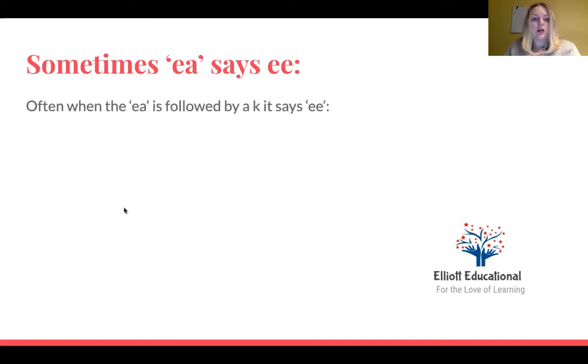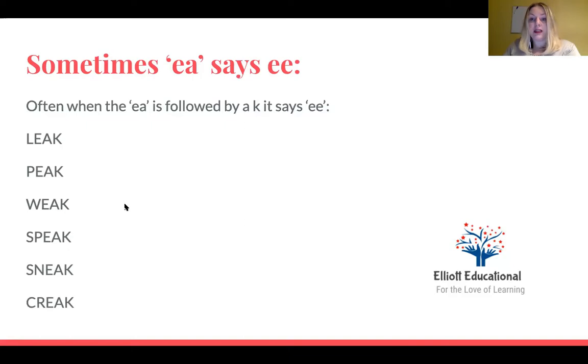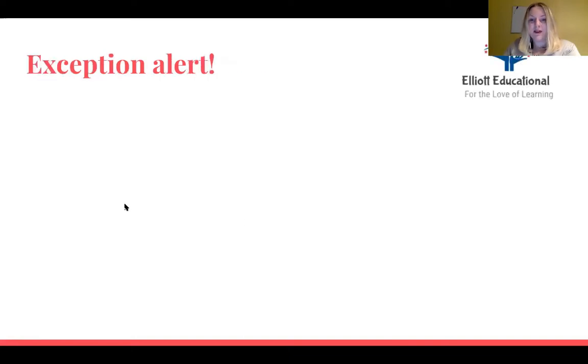Also, another place we can see E and A is where it's followed by a K, although this is a little bit less consistent. But there are a number of words that demonstrate this. So we have leak, peak, weak, speak, sneak, and creak. However, again, as is common in English, we do have exceptions to that.